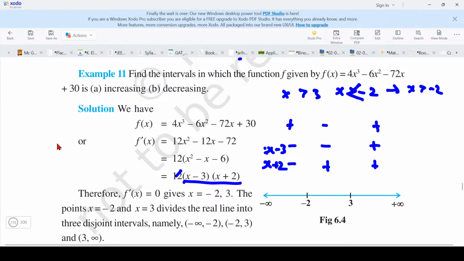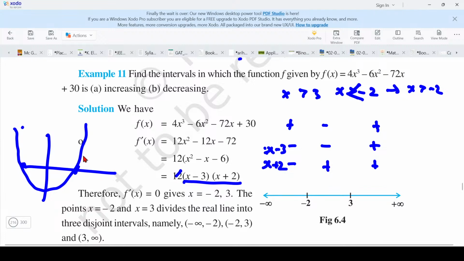Yes, that means it's a parabola, right? Quadratic equation. And what are the roots? One is 3 and one is -2, right? And this parabola is always facing upwards because the coefficient of x square is positive, right? Okay, so this parabola will look something like this.